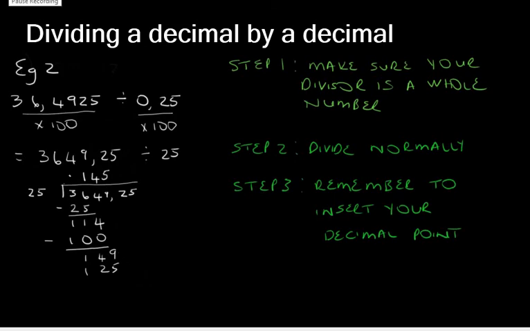25 divides into 125 5 times, and again we need to subtract and bring down the 2. 25 divides into 242 9 times. 9 times 25 is 225, and when we subtract, we've got 17, and we need to bring down the 5. And then lastly, we know that 25 divides into 175 7 times. And when we subtract, we are left with 0. It seems I've run out of space there at the bottom, hey? This gives us an answer of 145.97.